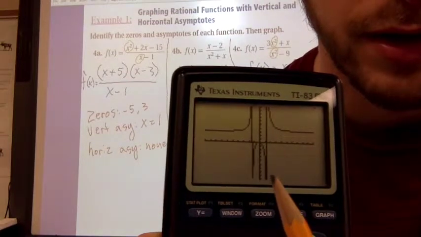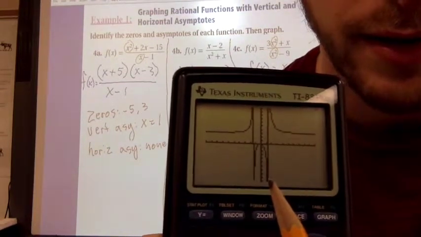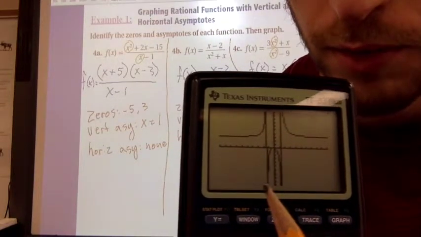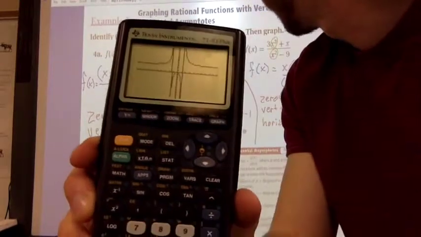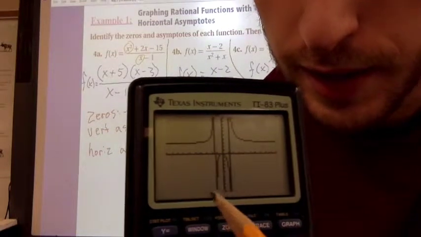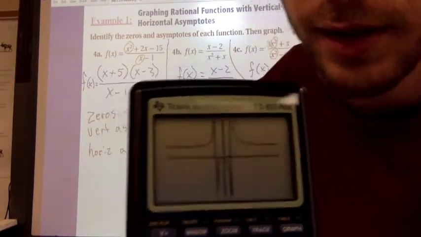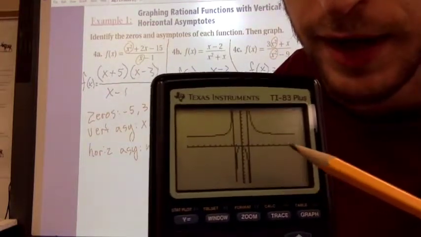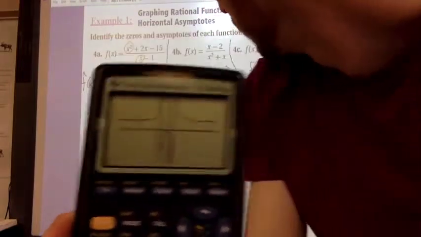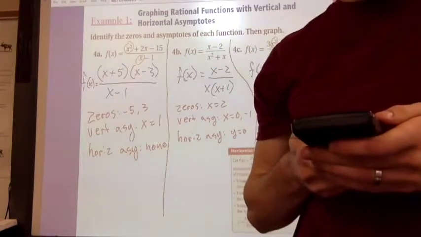And then we've got a vertical asymptote right here at x equals 1. What did I write? Sorry. X equals 3. And then we've got 1 right here at x equals negative 3. And then we've got a horizontal asymptote right here at y equals 3. So I'm going to zoom in just to make sure.